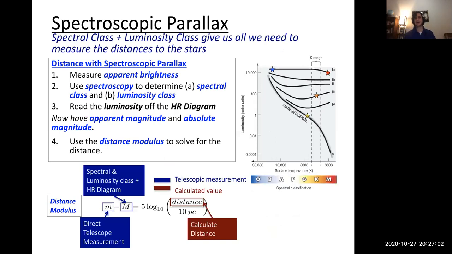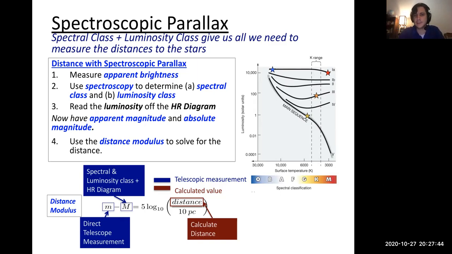And finally, a summary slide. This is in the notes. I just wanted you to see this method laid out of how spectroscopic parallax works. Go to the telescope, do a photometric measurement, measure the apparent magnitude, photometry. Turn on your spectrometer, measure the spectrum of the star to determine its spectral class, leverage your knowledge of the HR diagram, and also leverage your knowledge of look at the widths of those lines to determine the luminosity class. So now you know not only a spectral class, but what luminosity, so how high up on the HR diagram do you go? That allows you to read the luminosity off the HR diagram.